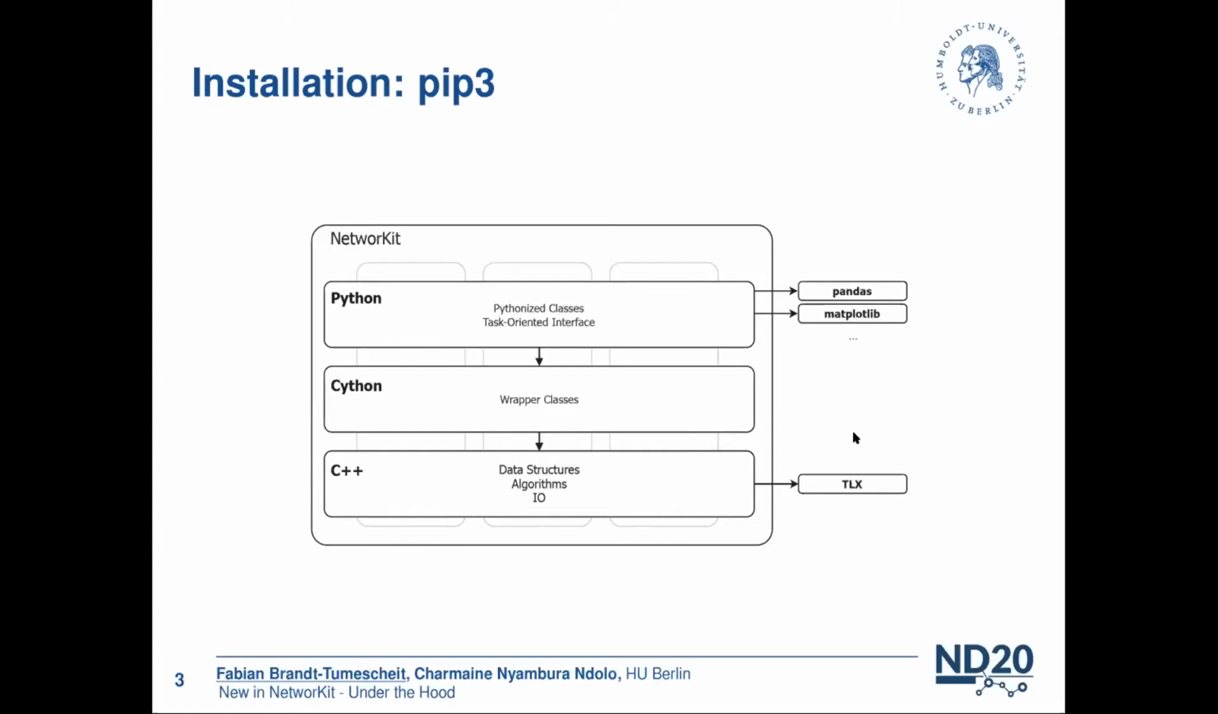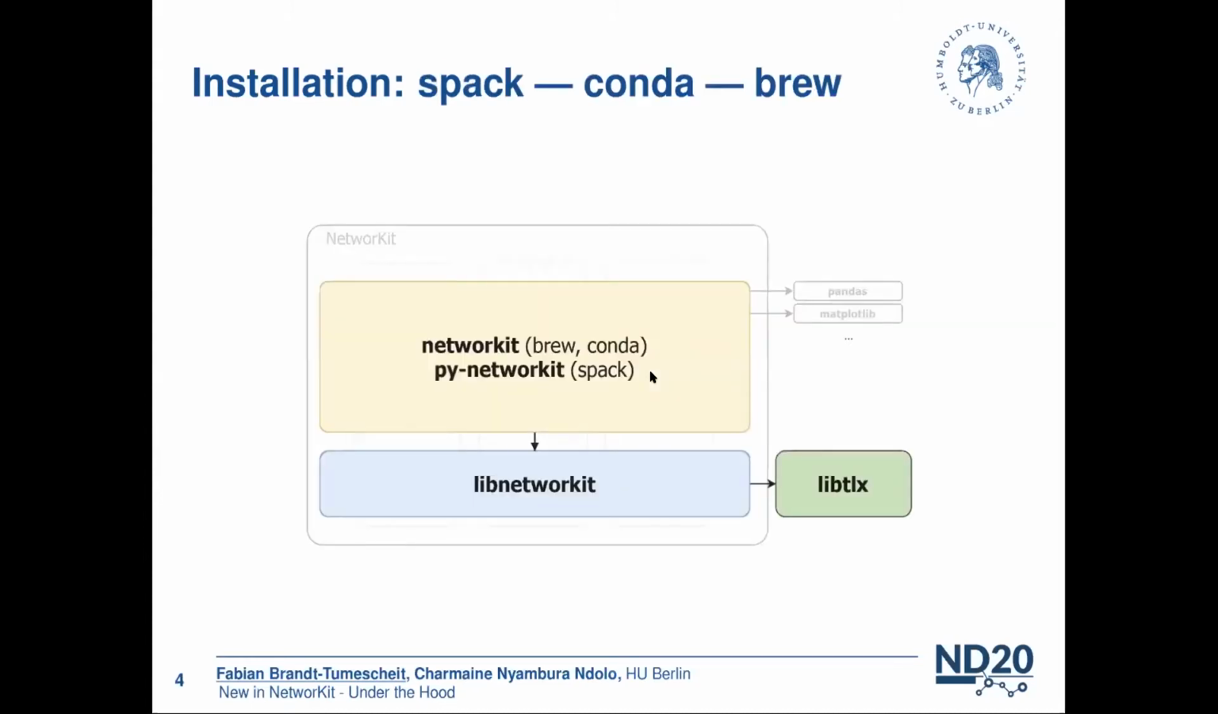So in order to use NetworKit, you therefore don't only need pip3 on your system, but also a suitable C++ compiler, the Cython compiler, and Python 3 development headers for your OS. So as I said, this was the traditional way to do it. In addition, we created NetworKit packages for popular package managers. Currently we have Brew for macOS and Conda plus Spack as cross-platform tools.